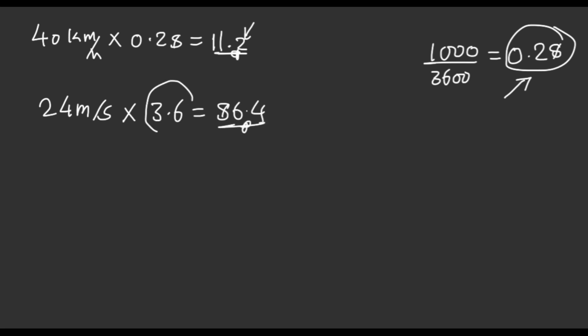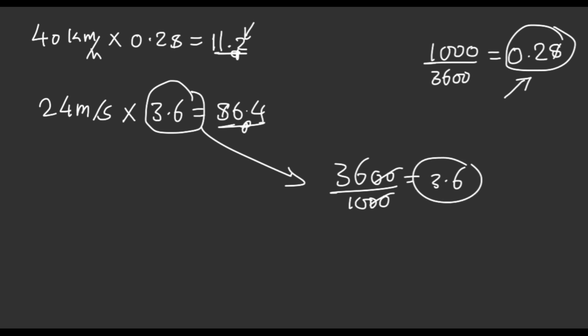Now where are we getting this number? Remember, we said it is 3,600 over 1,000. So if you do the division, you cancel this. 10 into 36 is 3.6. So for you to move directly from meters per second into kilometers per hour, you can multiply by 3.6 or 3,600 divided by 1,000. You get the same answer.